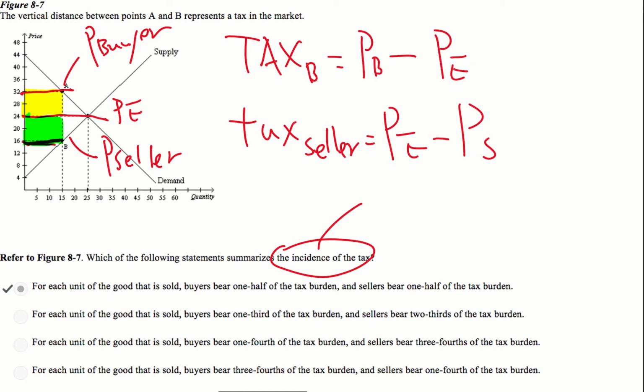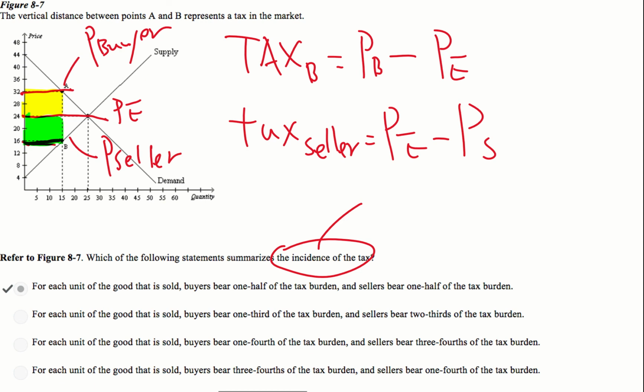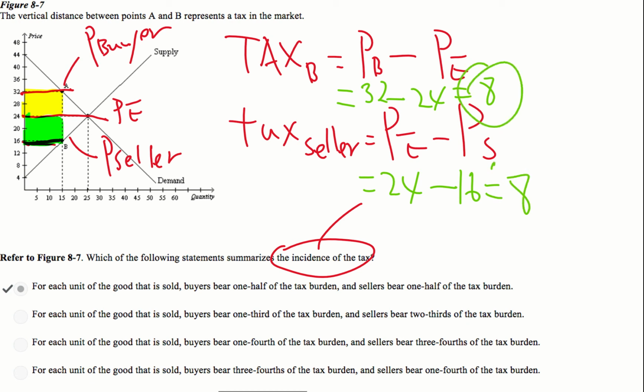Okay, so for buyer tax, this would be $32 minus $24. So that's an $8 tax for buyer. And then for sellers, this would be $24 minus $16. That's also $8 tax. So both parties pay the same amount of tax. So 1/2 a buyer, 1/2 a seller, and that's why A is right.